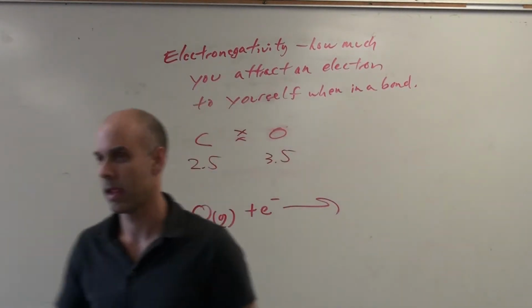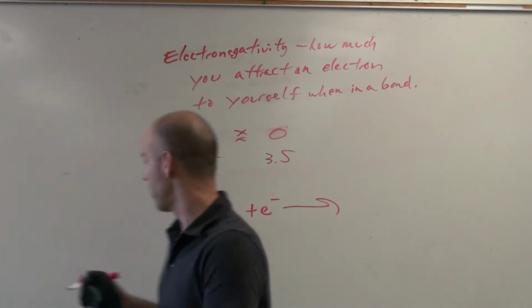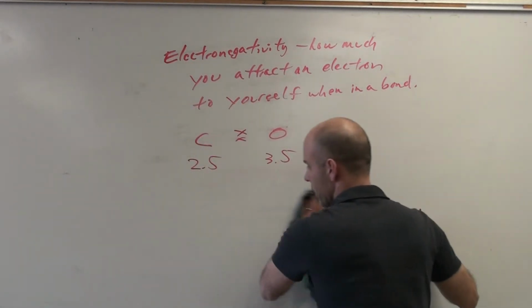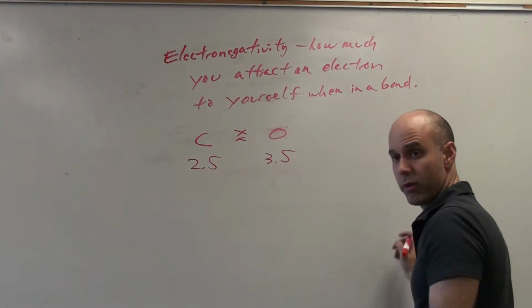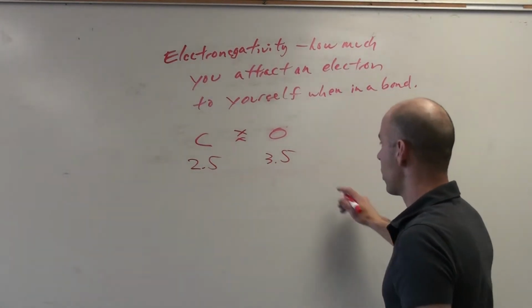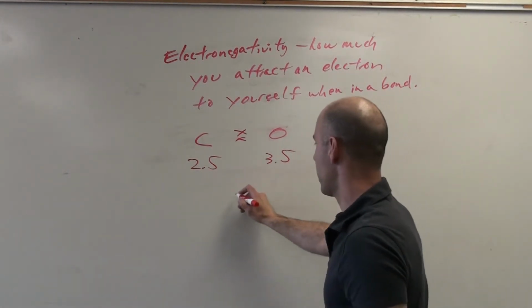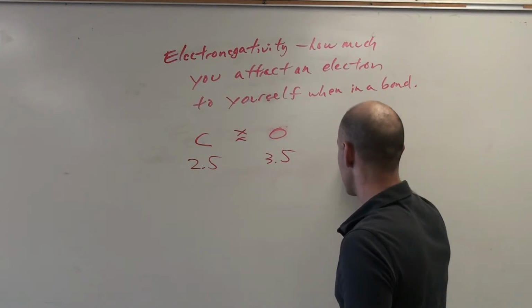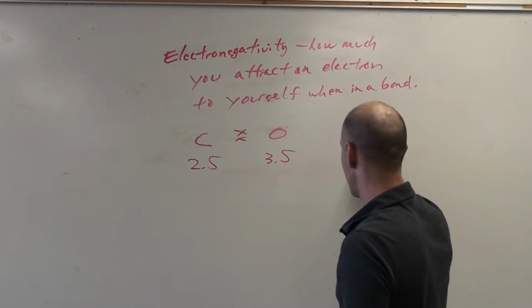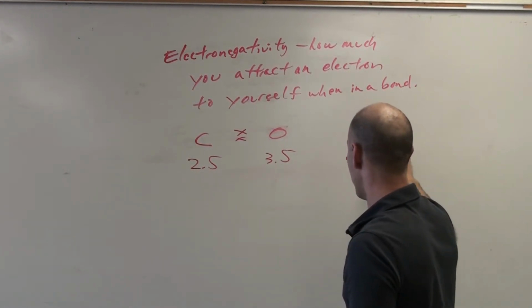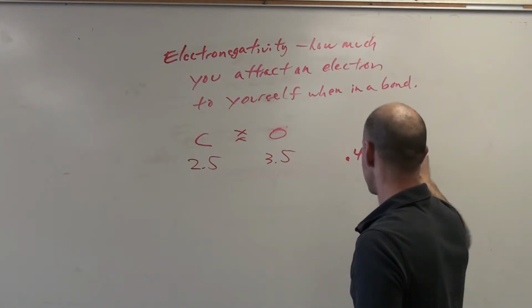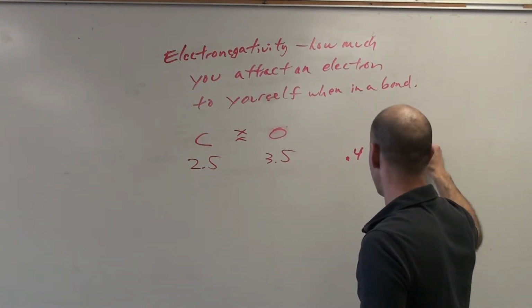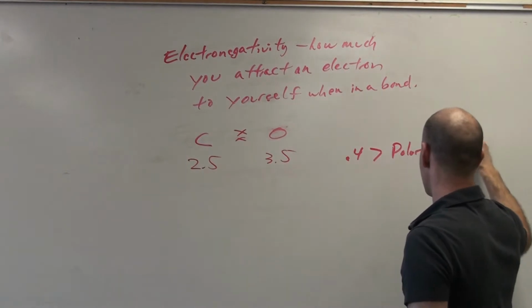Is that what causes a dipole? So for electronegativity, that's what we use to figure out whether something's got a dipole. If the difference is greater than 0.4, we say it is a polar covalent bond.